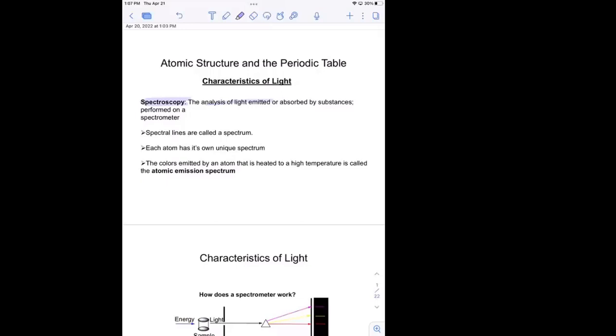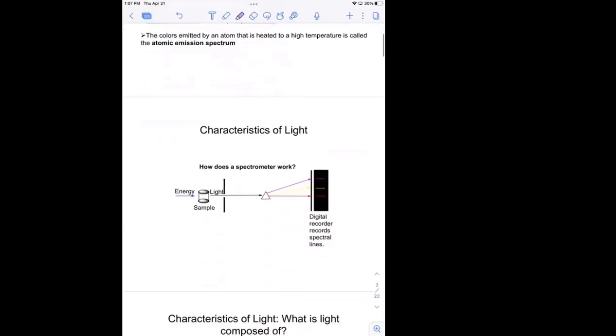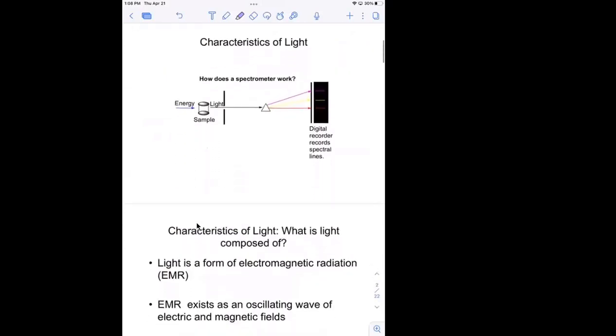So every atom has its own unique spectrum, right? And every atom emits certain colors. If you heat an element past a certain temperature, you get what's called the atomic emission spectrum. And that spectrum gives you, again, colors that are associated with that atom.